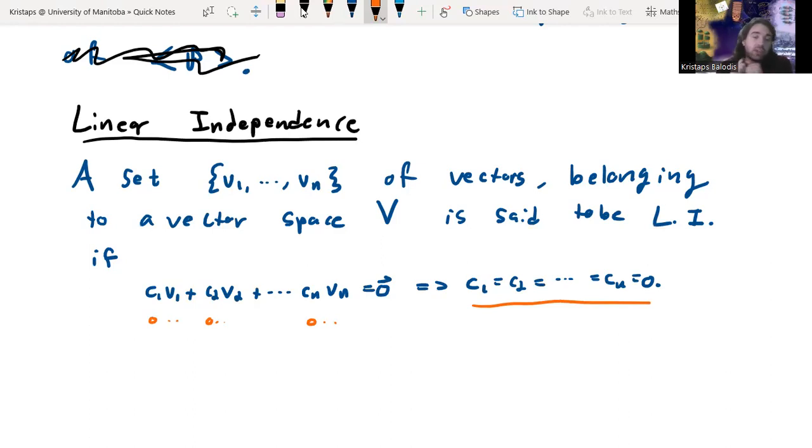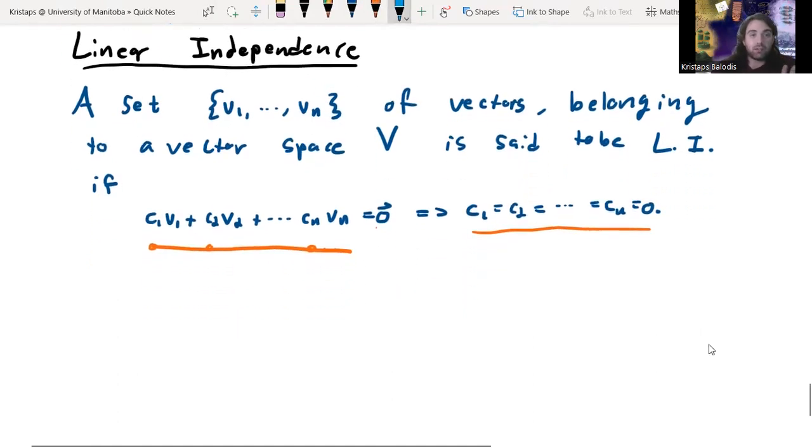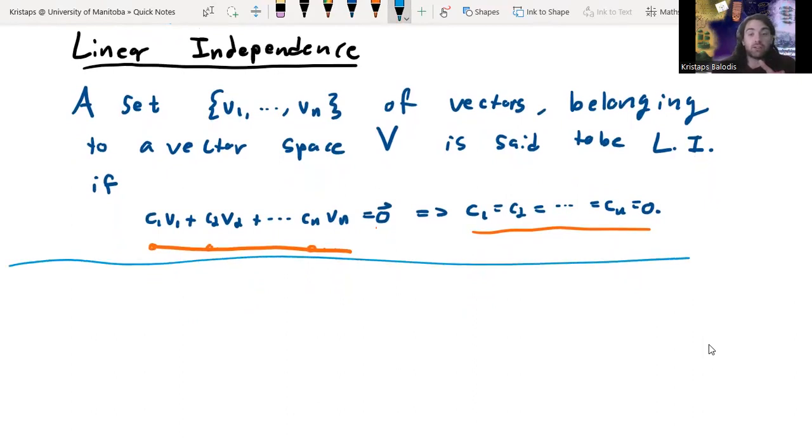But what this statement is saying is that this is the only way you can get the zero vector. If you have some linear combination that is equal to the zero vector, it forces you to conclude that these coefficients are all equal to zero. And I want to highlight the notion of linear dependence, because it's also going to give us practice in finding the appropriate negation of a statement.